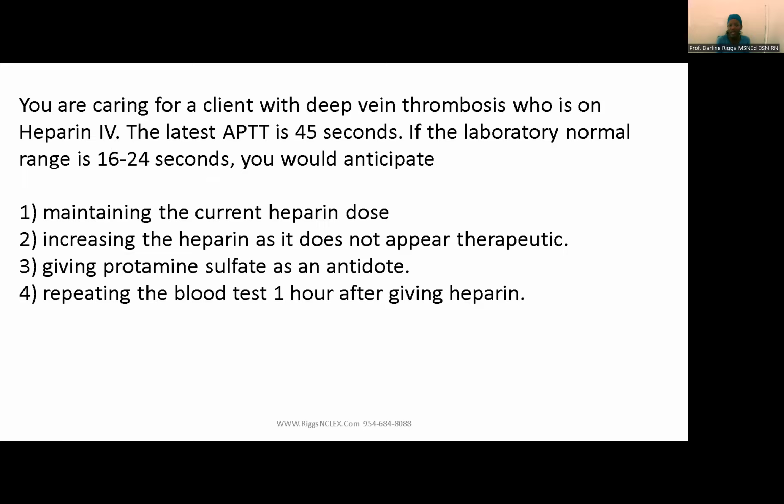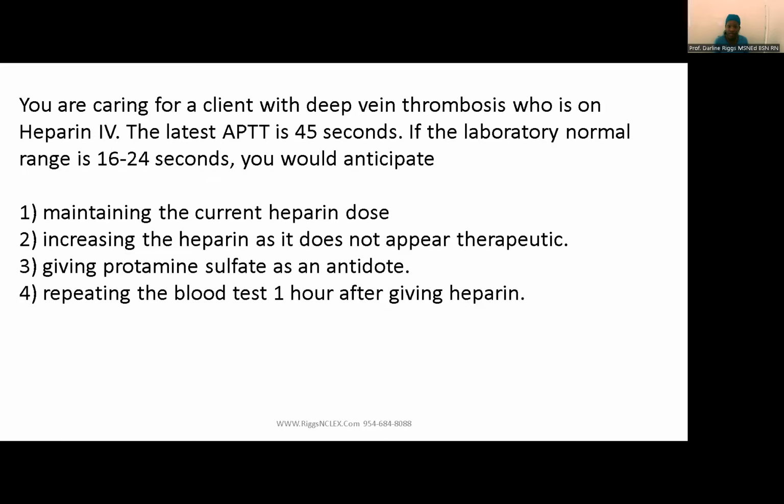If the laboratory normal range is 16 to 24, you would anticipate... So remember, you memorize that whole 1.5 to 2 times, the little table that I showed you when I covered this. Remember the whole therapeutic range for APTT is 1.5 to 2 times the control. So the laboratory normal range they're giving you here is 16 to 24 seconds for this client. Would you maintain the current heparin dose?